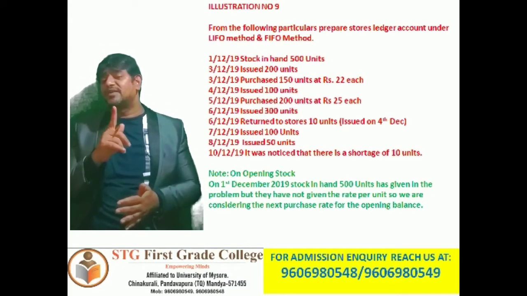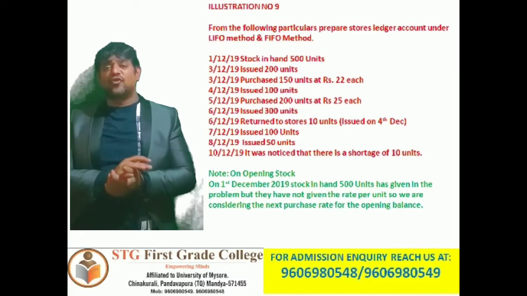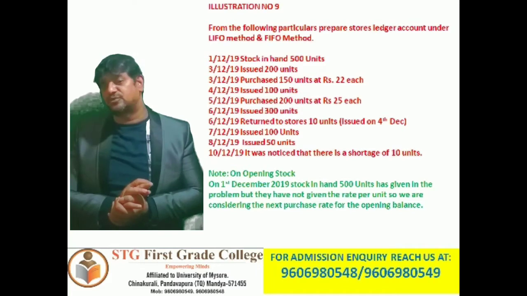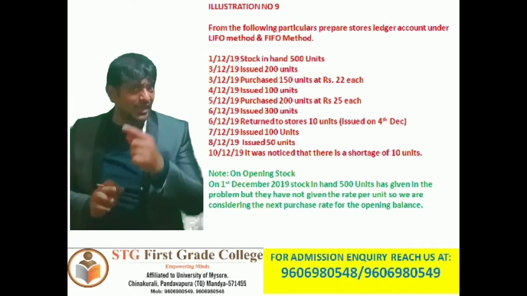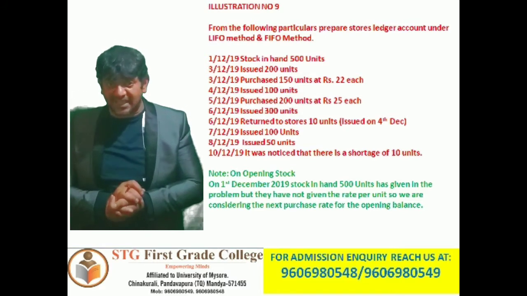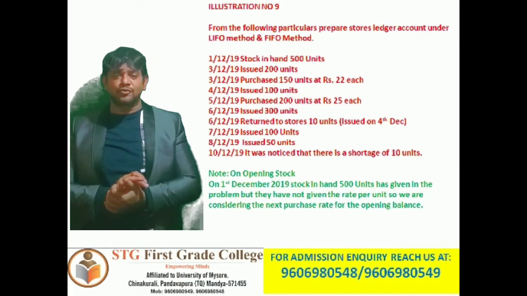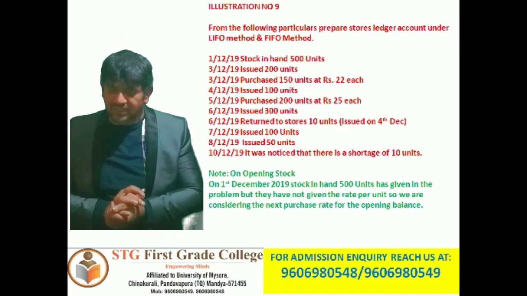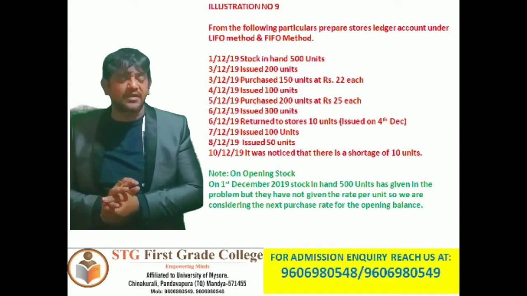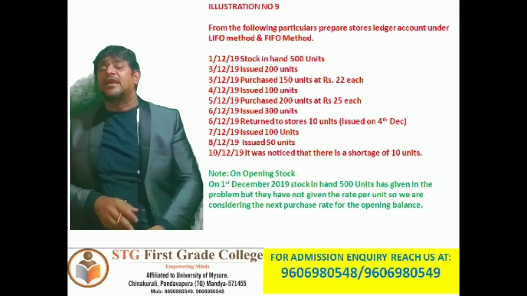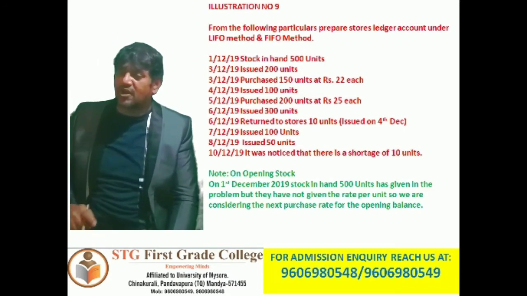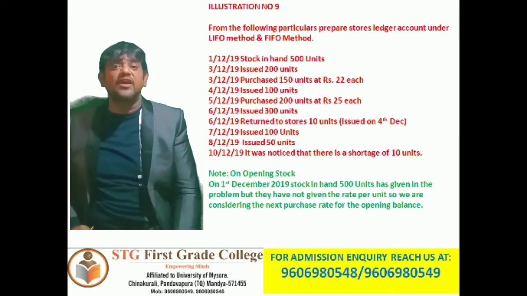But the price should be reflected as on 4/12/2019. So that day's price only we are supposed to quote. Okay, while solving you will understand it. So next, 7th December, that is 7/12/2019, issued 100 units. On 8/12/2019 issued 50 units. On 10th December, that is 10/12/2019, it was noticed that there is a shortage of 10 units. A shortage of 10 units.